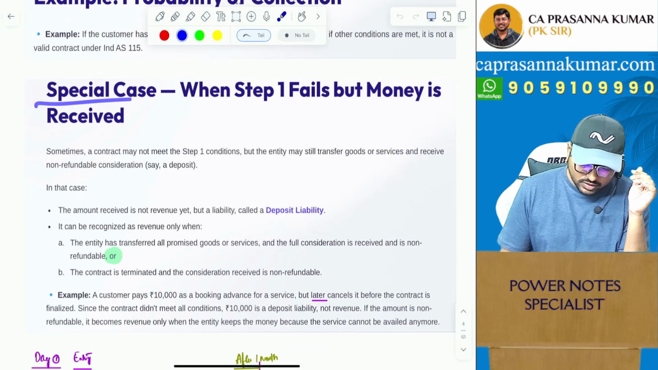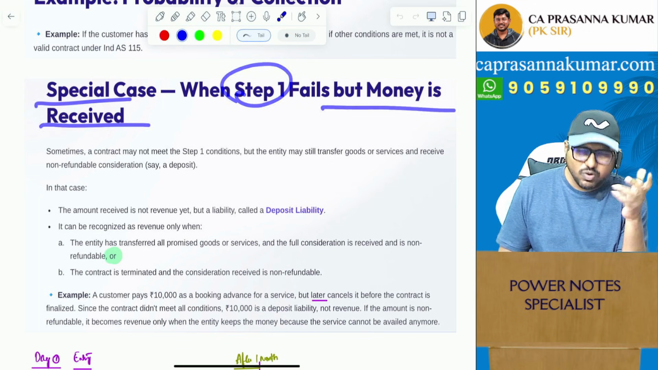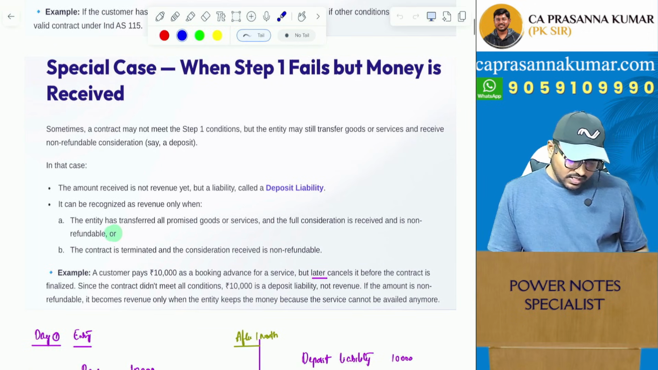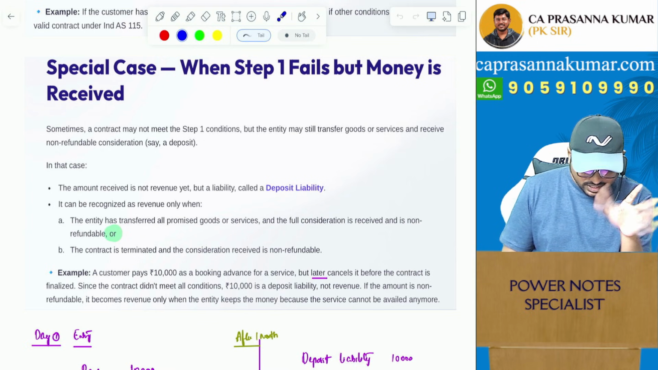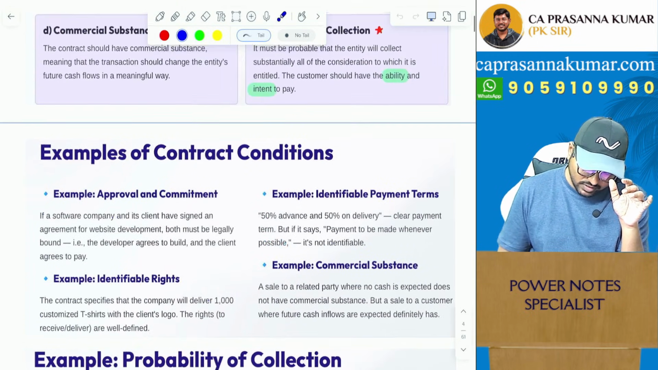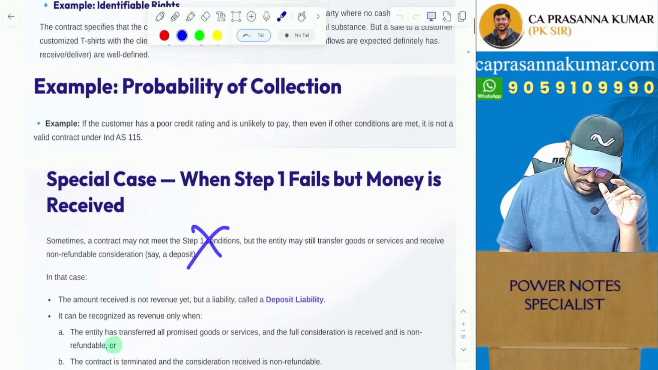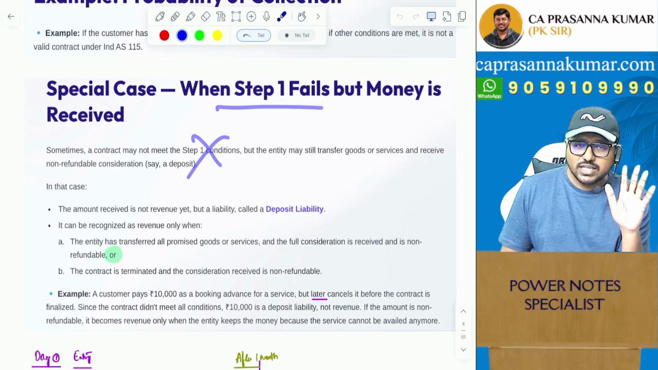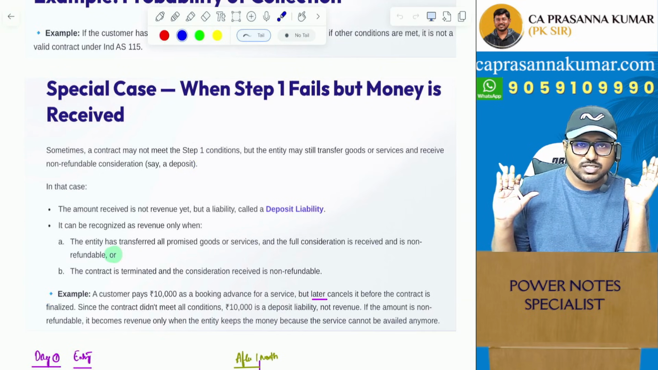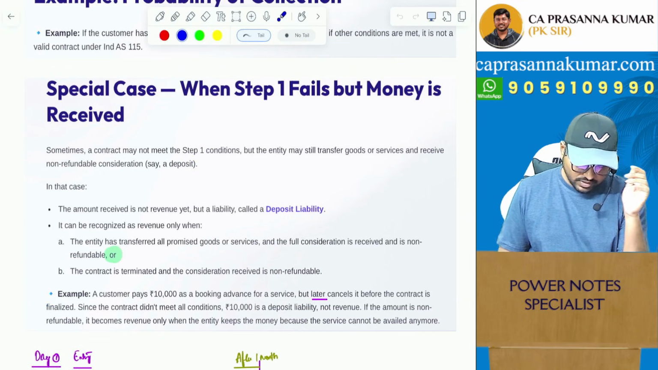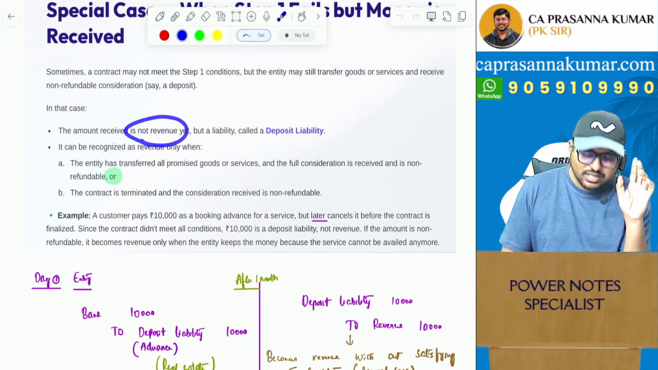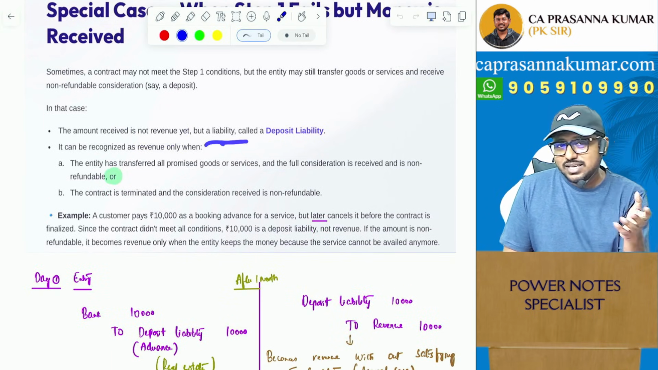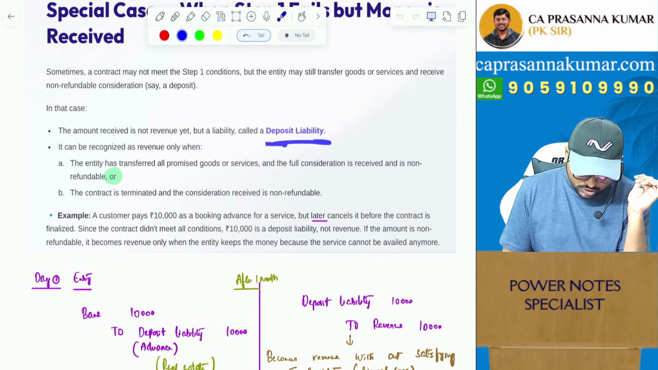Now, another special case is when step 1 fails but the money is received. What do you mean by this, sir? It's a special scenario. Sometimes, in step 1 there are 5 conditions, and any of those conditions may not be met. For example, the probability condition is not met. In that case, your step 1 fails, which means there is no valid contract between the customer and the entity. In that scenario, what will happen? Sometimes you cannot recognize revenue, but whatever money you received from the customer should be shown as deposit liability.